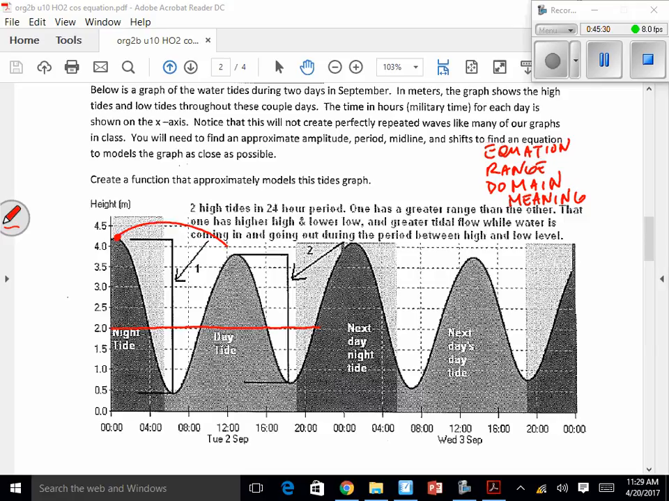Let's see what we got here. This one, I'm going to use a 4. I saw someone else use it. I'm going to use 4.2.